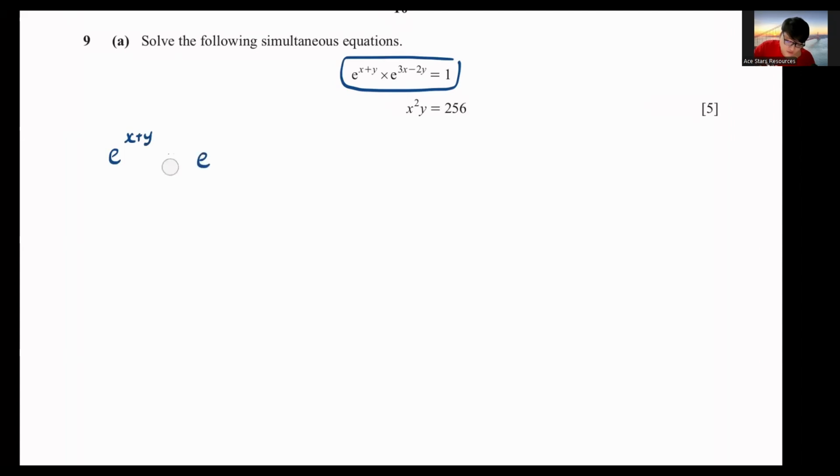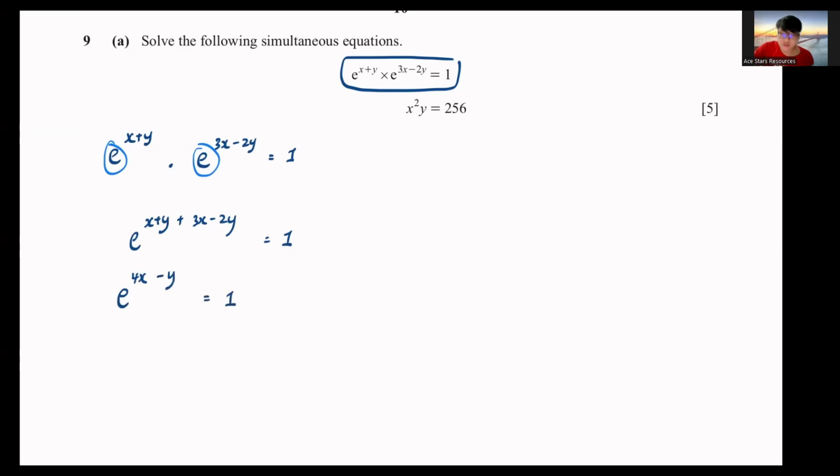I prefer you guys would use a dot here because you will be writing a lot of x, so in case you get confused, the dot actually represents multiplication as well, right? So by power rule, you can just combine the rules of indices. If the base is the same, of course, then you can basically just add up the power. x plus y plus 3x minus 2y is equal to 1. Okay, e, that will be 4x minus y is equal to 1.